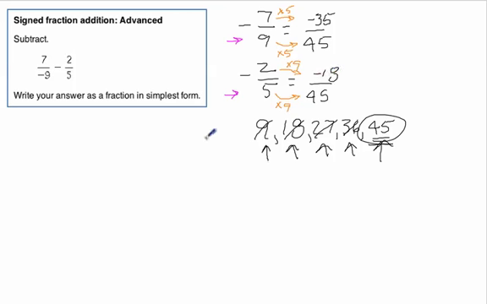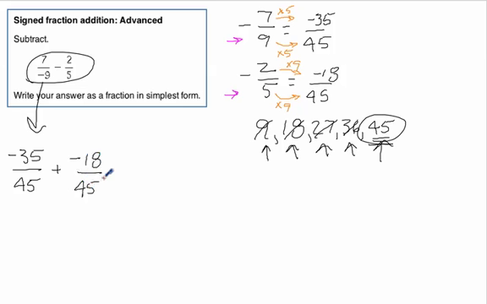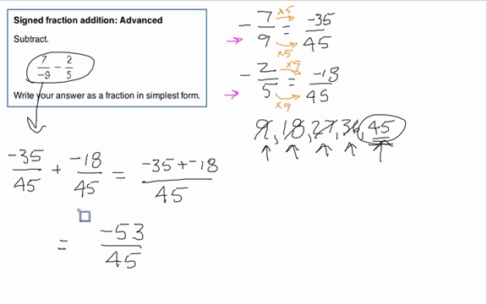Okay, so now we can rewrite this problem as a negative 35 over 45, and I'm going to write plus a negative 18 over 45. Because then that allows me to see more clearly that I already did my bump right here. I have my negative 35 plus a negative 18 all over 45 because they have a common denominator. And then we have a plus problem, same signs, add them together, and our final answer is negative 53 over 45. There you have it.